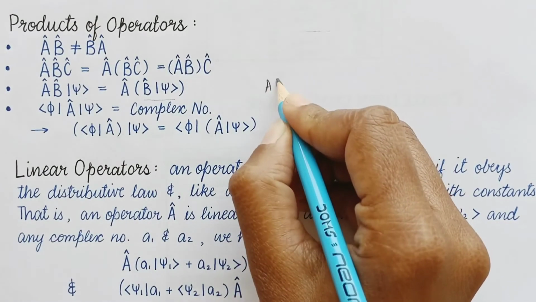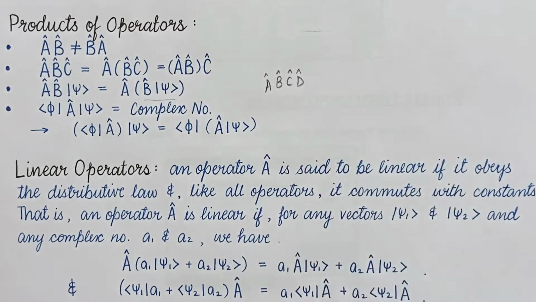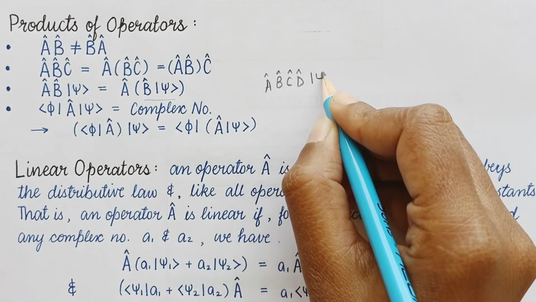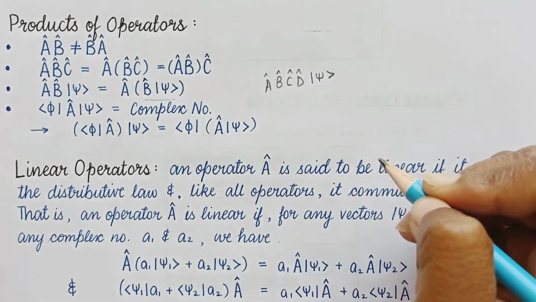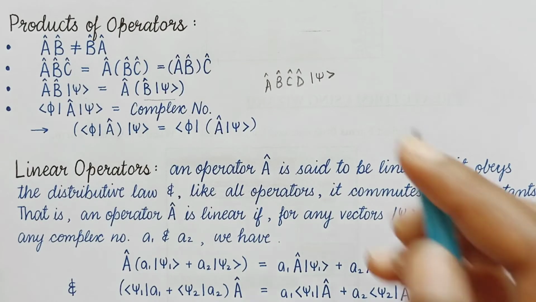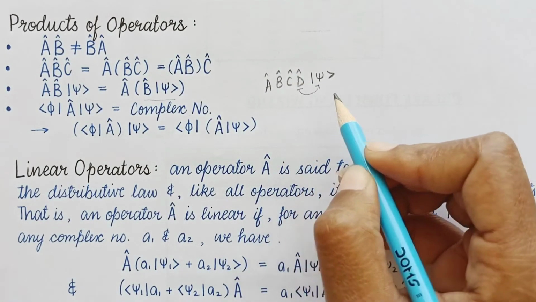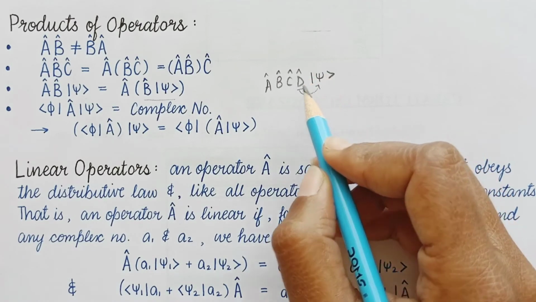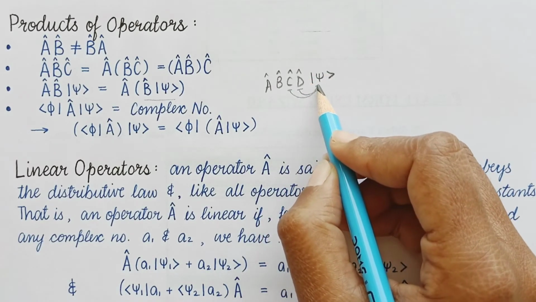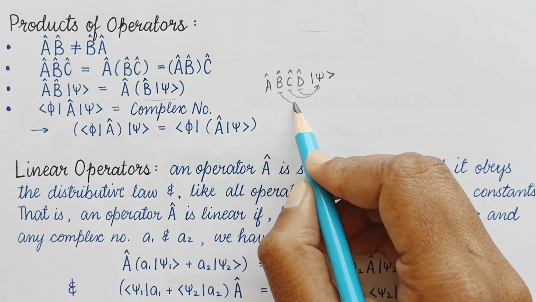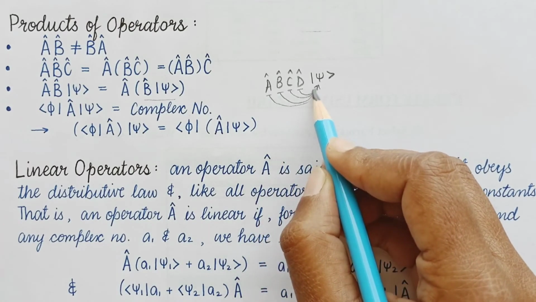Similarly, if we take four operators A, B, C, D and we operate them on the ket psi, a ket vector, then in this case D will act first on the psi, then we will get a new ket, then C will apply on the new ket, then B and then A.